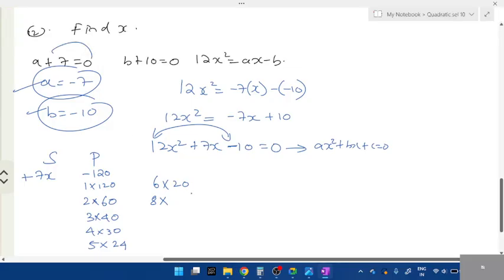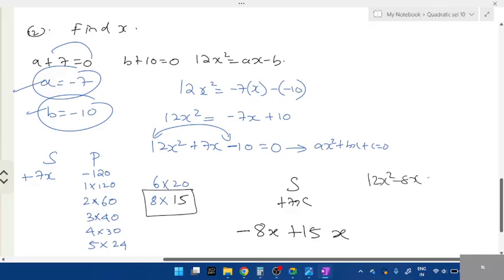Yeah, be quick. You have to solve the next one. Which combination gives 7 if you add? So sum is equal to plus 7x. If you take 8 and 15, 7 is plus. What should I put before 8? Plus or minus? So that I should get 7, I should put minus. Is this clear? So you get 12x square minus 8x plus 15x minus 10 is equal to 0. Complete it till here and do the rest for homework.